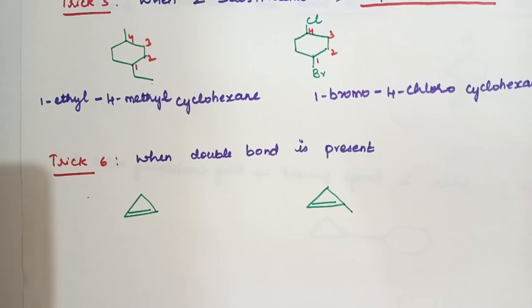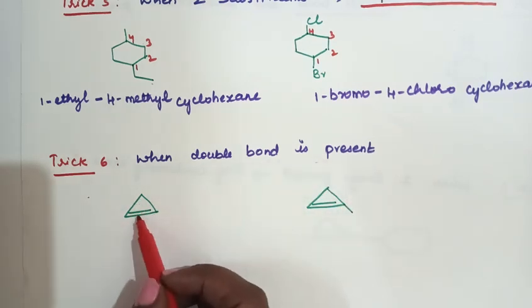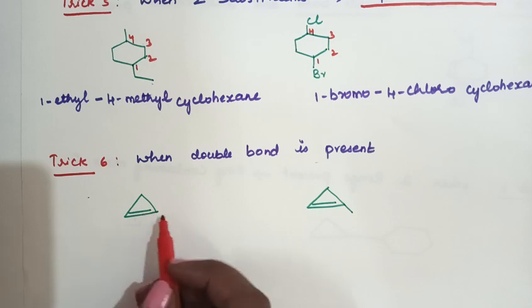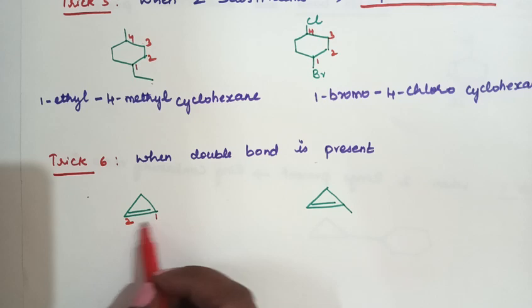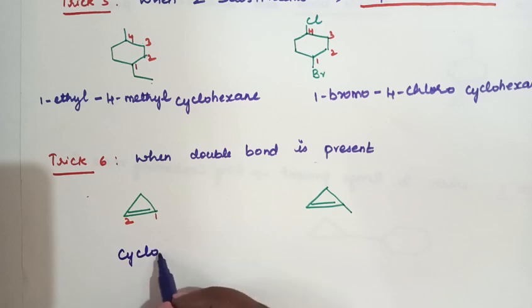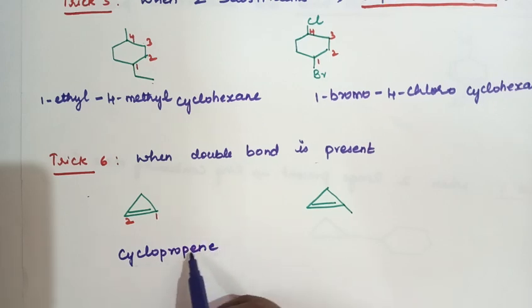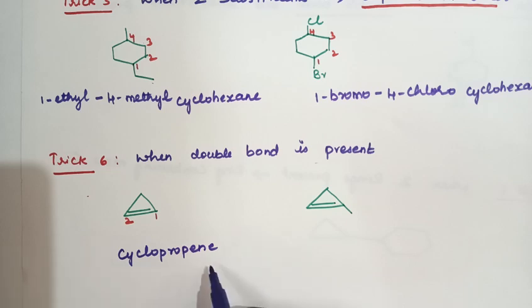Trick number 6. When a double bond is present. Whenever a double bond is present in a cycloalkane, you have to give preference to the double bond. So this is 1, 2. So at position 1 and 2, there is a double bond. So you will be writing this as cyclo, and this is propane. It becomes propene. So cyclopropene. You can write cycloprop 1ene, or you can just write it as cyclopropene.